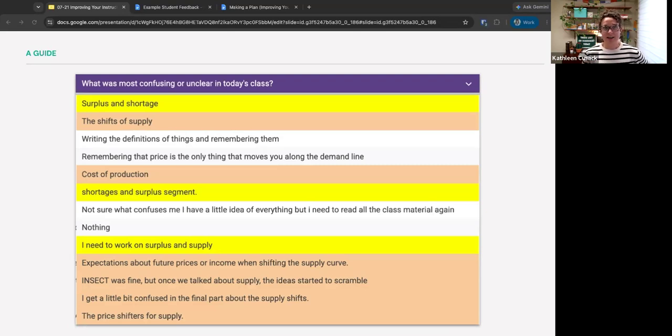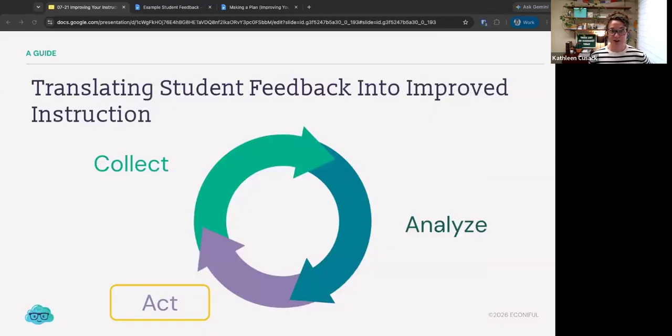But after Megan analyzed the feedback, she noticed the patterns that you all noticed as well. Concepts related to surplus and shortage in supply were most confusing for students. So now that she knows what the general confusions were, it's time for her to act. So she adjusted the plan for the very next time she saw these students.